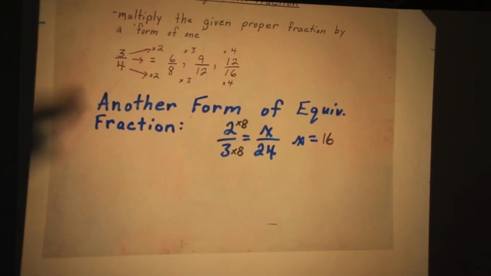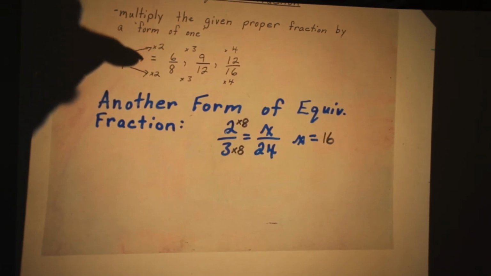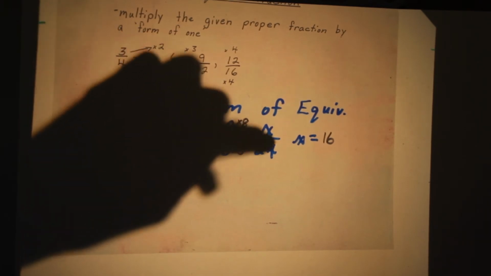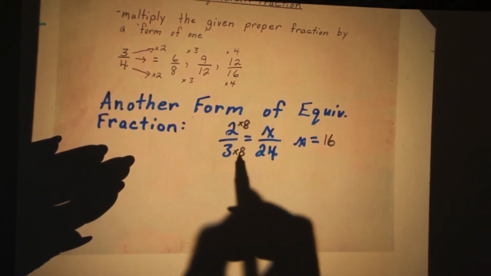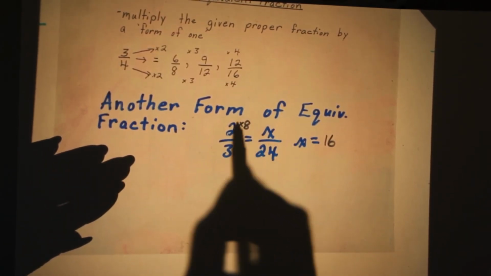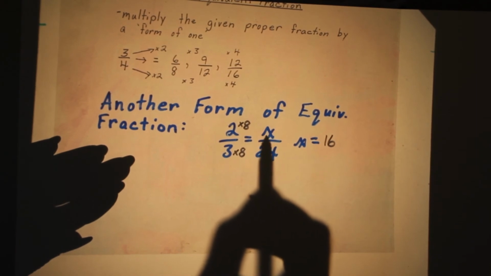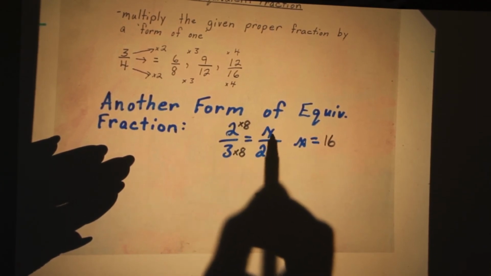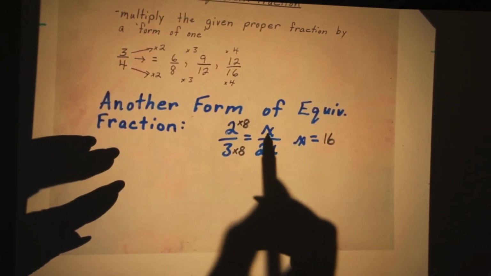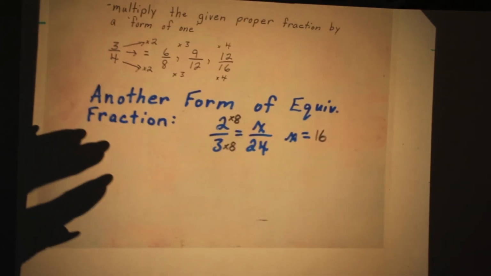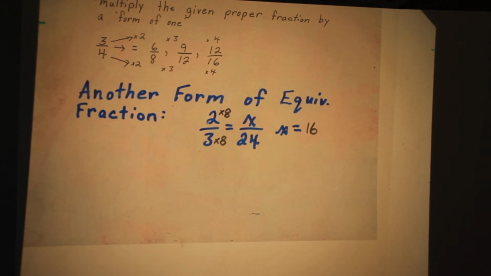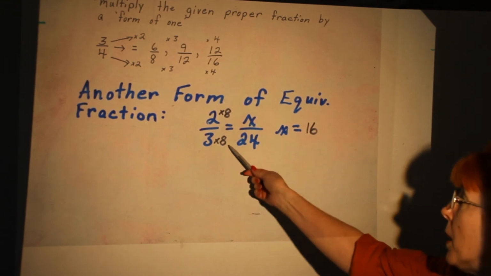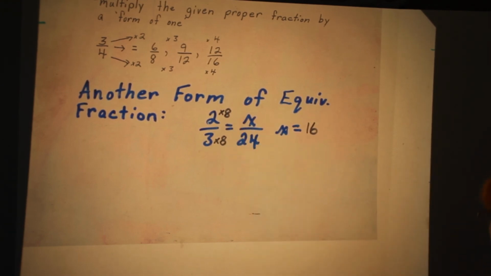This method, I just multiplied top and bottom by a form of 1. This one, we had to solve for x. So 3 times 8 gave me 24. 2 times 8, doing the same thing, top and bottom, will give you the x, so x will be 16. So it might be a slightly different format, but they're basically accomplished the same way, multiplying by an equivalent form of 1.